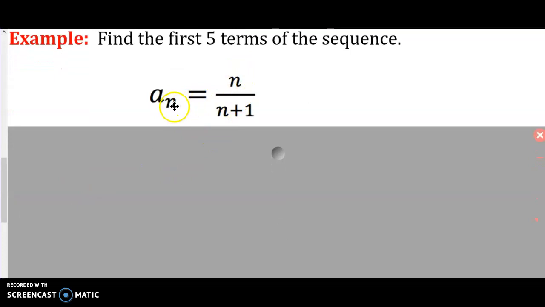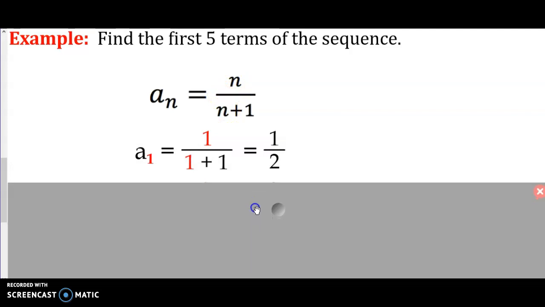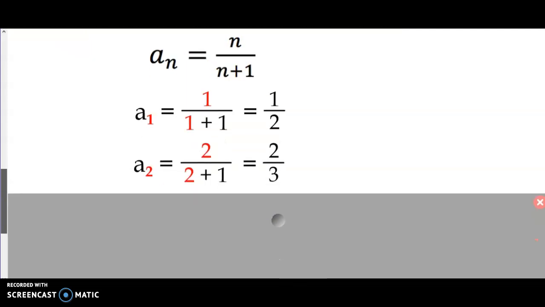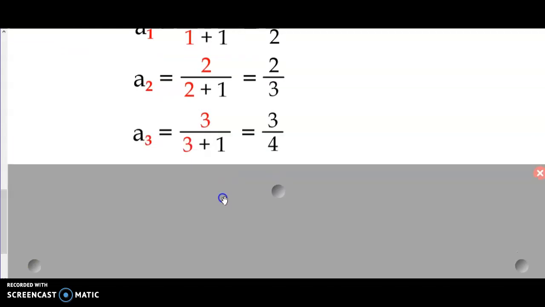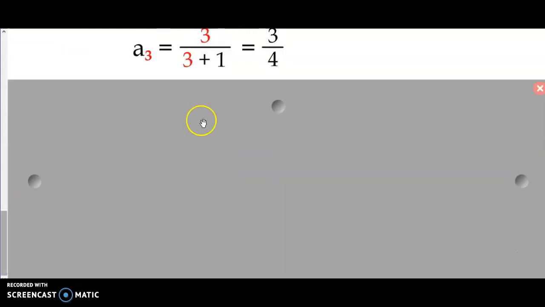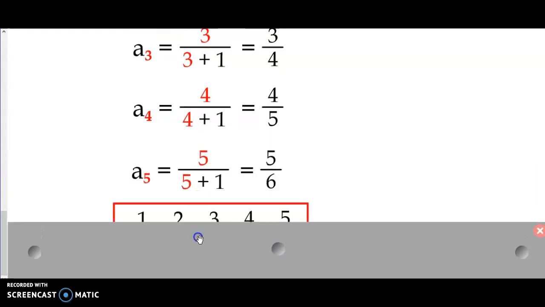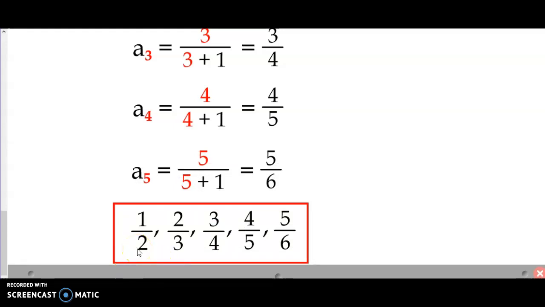For my first term, I'm just going to plug in 1 for n and 1 for n. So that's going to get me 1 over 2, or 1/2. When I plug in 2 for n and 2 for n, I'm looking at 2/3. Then when I plug in 3 for n, I end up with 3/4, 4/5, and 5/6. Again, nothing terribly exciting. And you can notice on this one, there really isn't a common ratio or a common difference, which is why we say that this one is going to be neither arithmetic nor geometric.